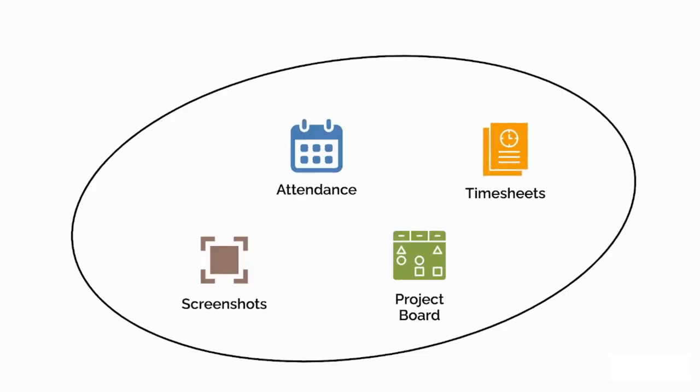Attendance tells you who worked. Timesheets tell you how long. The project board tells you what was assigned, and screenshots capture individual moments. But together, they still leave you guessing.